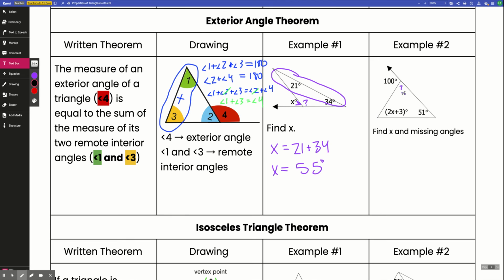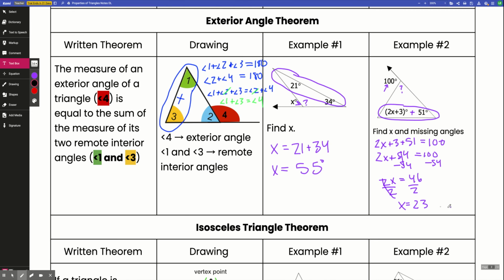Again, I have this question mark angle that I don't know, but rather than use that to solve for x, I'm going to add these two remote interior angles and set it equal to the exterior angle. So I have 2x plus 3 plus 51 has to equal 100, okay? So I have 2x plus 54 equals 100. I'm going to subtract 54 from both sides. So I end up with 2x equals 46. And then I'm going to divide by 2. So I end up with x is equal to 23.